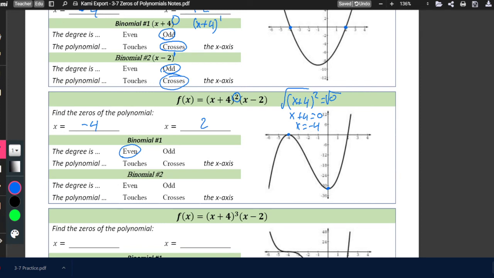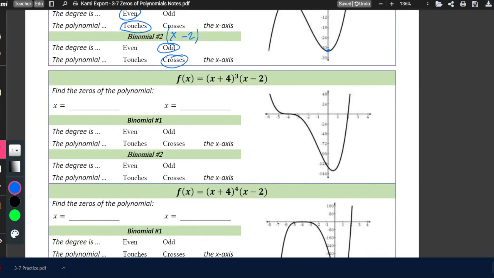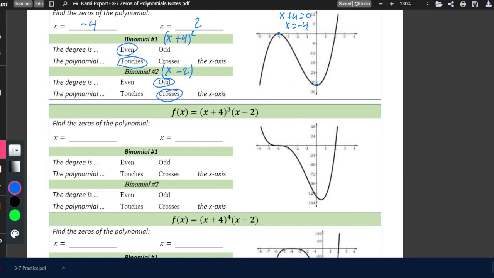But as we noticed before, this is squared, so we have an even degree for our first term. Binomial 1 is always going to be x plus 4. Binomial 2 is always going to be x minus 2. If it helps you, we'll write it again. So x minus 2. And as we can see, it doesn't cross the x-axis, but it just touches it and then bounces away. And for our second one, it is still odd, and it crosses. I don't know why I highlighted that point. I meant to highlight this point.